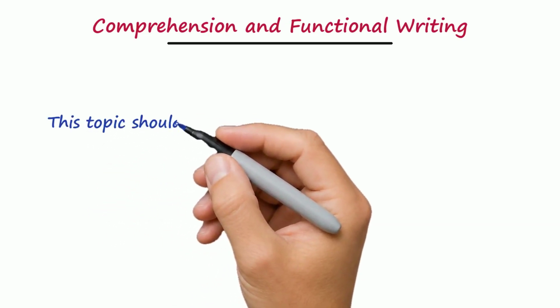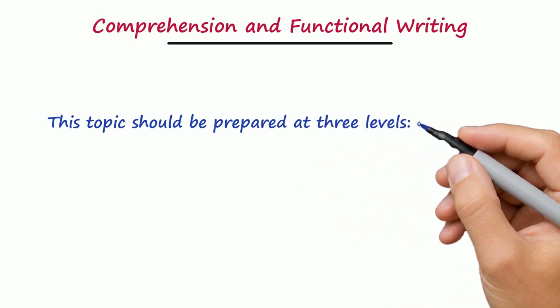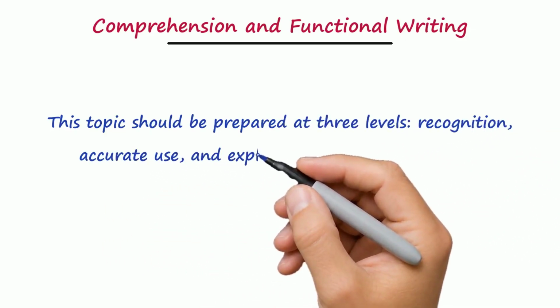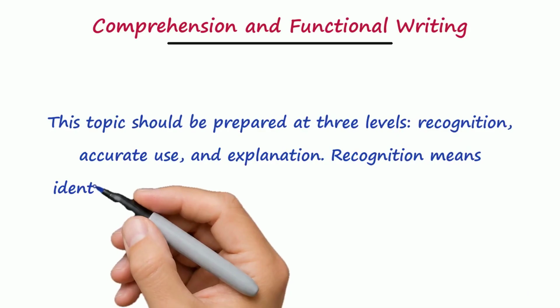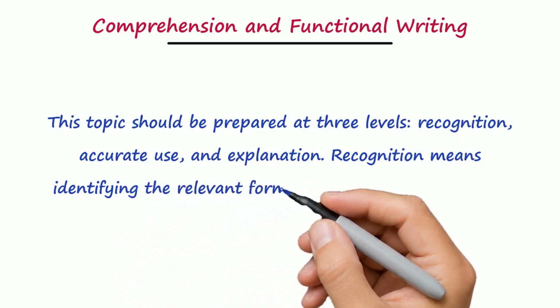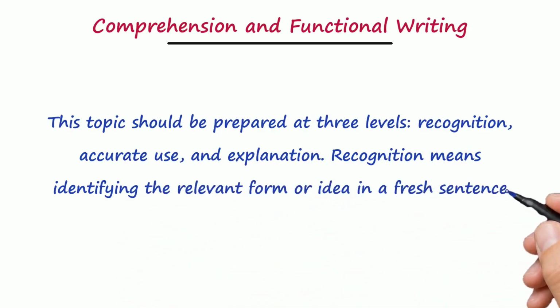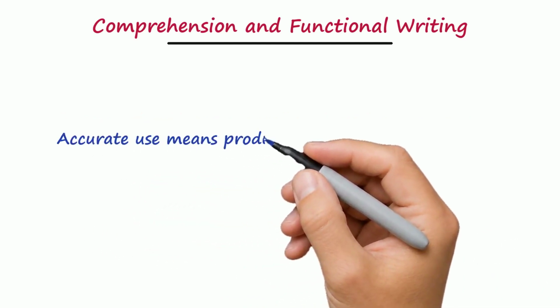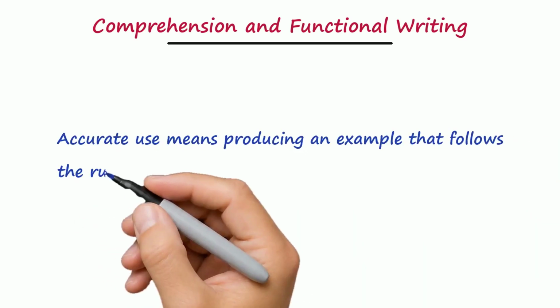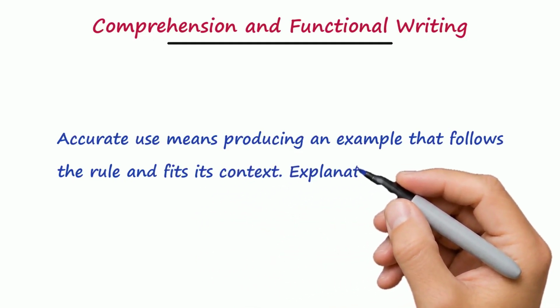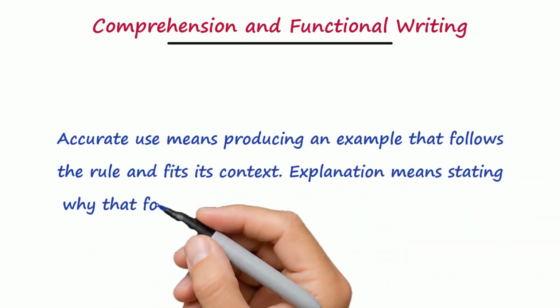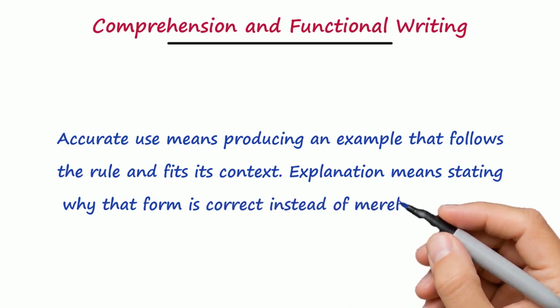This topic should be prepared at 3 levels: recognition, accurate use, and explanation. Recognition means identifying the relevant form or idea in a fresh sentence or passage. Accurate use means producing an example that follows the rule and fits its context. Explanation means stating why that form is correct instead of merely naming it.